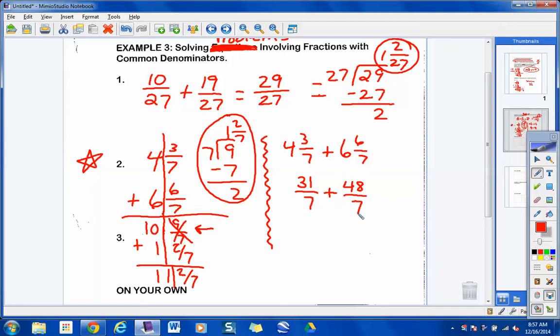Do you still have a common denominator to this point? Yes. Yeah, so we're good here. Check it out, guys. What's 31 plus 48 going to be up top?